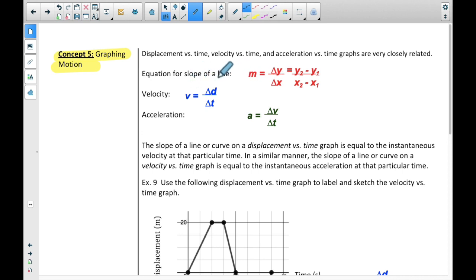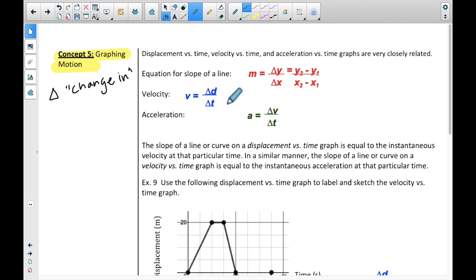So first of all, the equation for the slope of the line. We all know the equation, I hope, is y sub 2 minus y sub 1 over x sub 2 minus x sub 1. And another way we can say that is delta y over delta x. And that delta, that's the letter delta, a Greek letter, and it means change in. And so when we say delta y over delta x, we're talking about the change in y over the change in x.